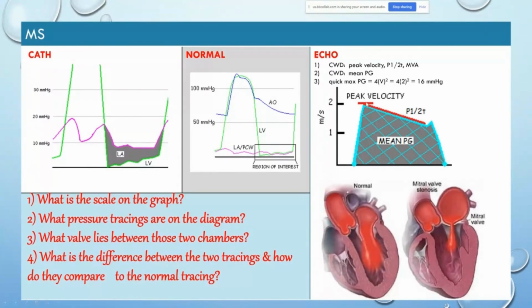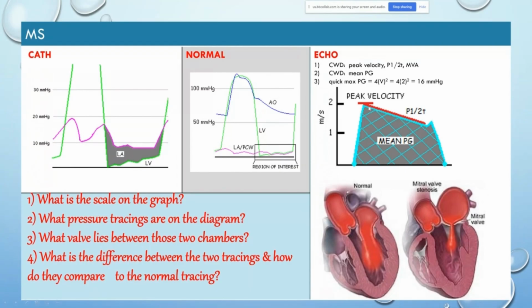But first, let me talk about this pressure halftime. Remember in echo, we put the gate in 4-chamber at the tips of the mitral valve, and then we turn it on, and it gives us this E wave and the A wave. That is a normal thing. The E wave is normally going to be higher than the A wave. But if the person has stenosis, you are going to turn on continuous wave Doppler. It is going to give you an E and an A wave, except this time you're going to measure what we call the pressure halftime.